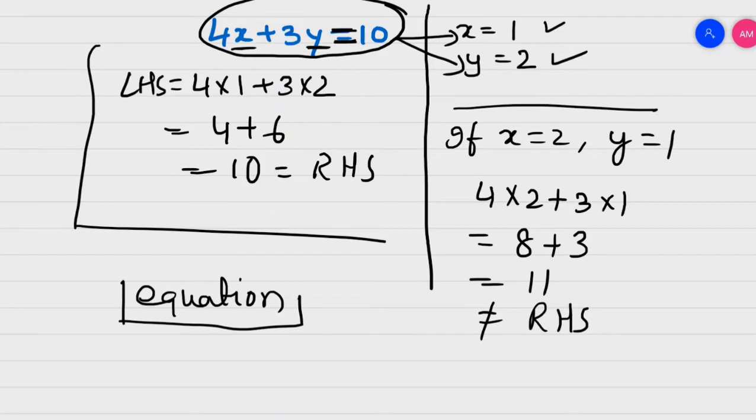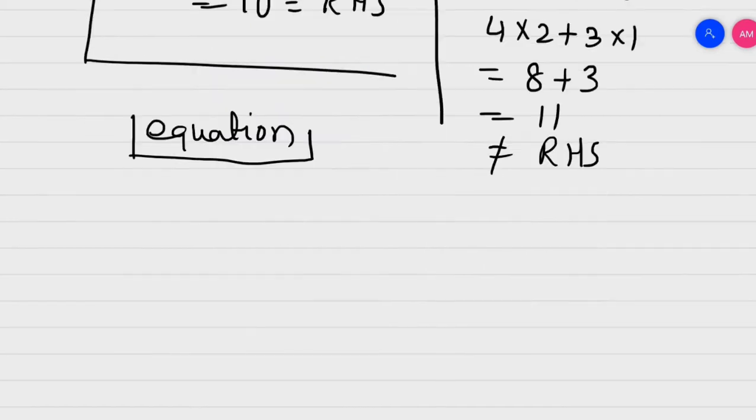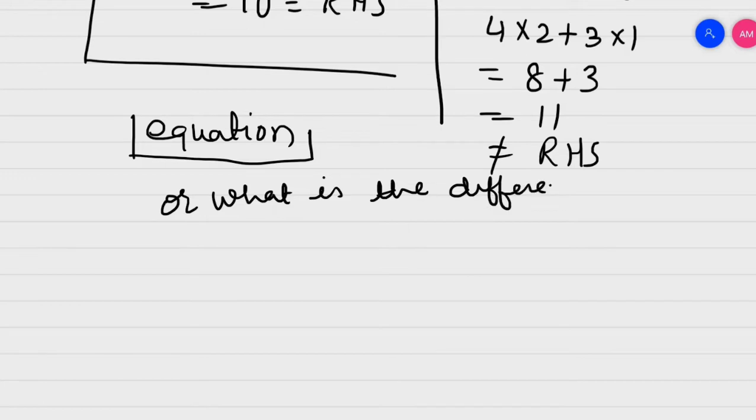Can an equation be an identity? Or what is the difference? What is the difference between an identity and an equation?